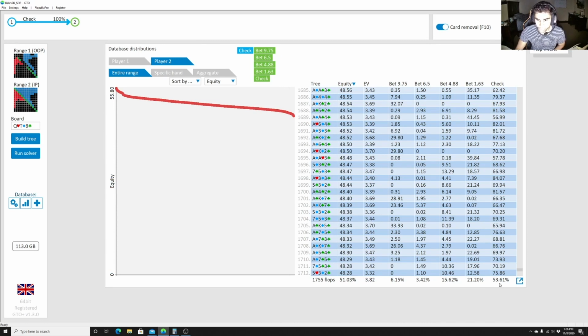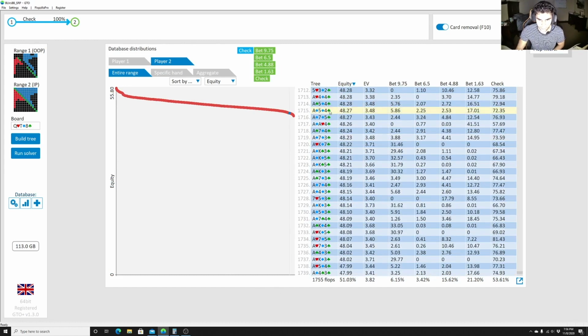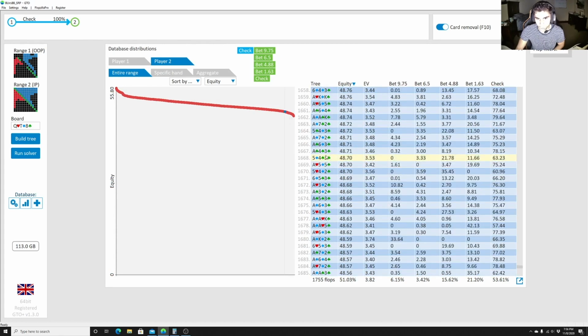Now, this exact frequency is not the most precise frequency, and the reason for that is because we would actually need the redundant flops, or we would need a count of the redundant flops. So we'd want to see, like, if we have five of diamonds, four of clubs, three of clubs, that would represent, I think there are four different ways that this flop can exist. So we would have to weigh this for the amount of flops it actually represents.